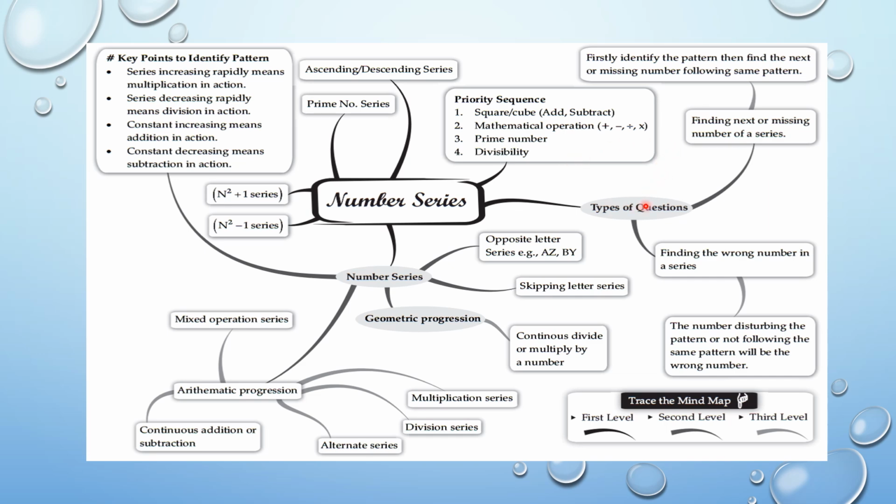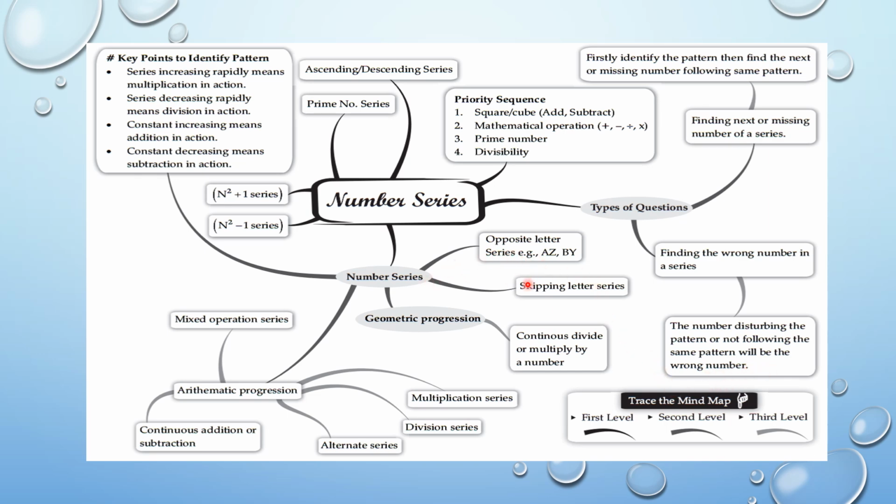Types of question. Finding the next or missing number of a series. Firstly, identify the pattern, then find the next or missing number following the same pattern. Finding the wrong number in a series: the number disturbing the pattern or not following the same pattern will be the wrong number.